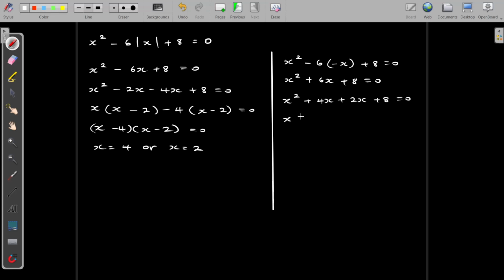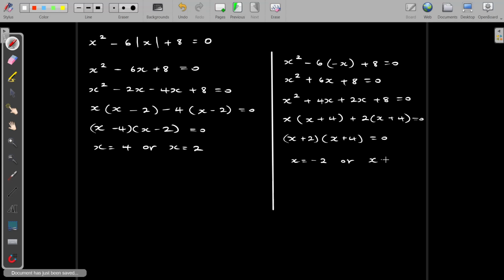So we factor out x, and we're left with x plus 4. We factor out 2, we're left with x plus 4. So we have x plus 2 and x plus 4 being equal to 0. So x is equal to negative 2 or x is equal to negative 4. So those would be our solutions to that question there.